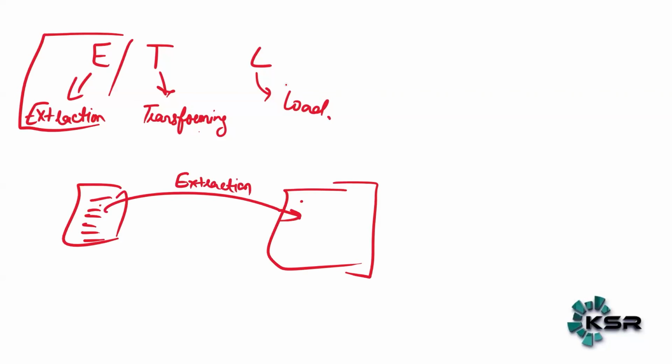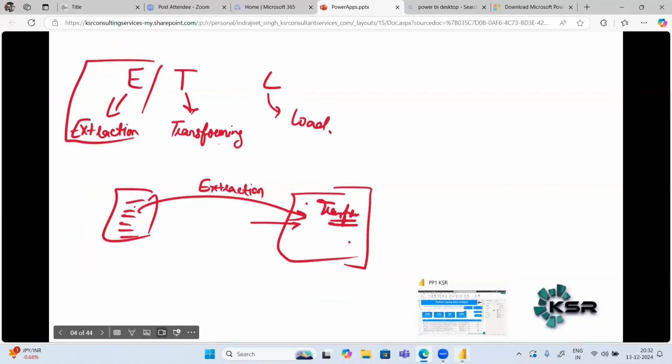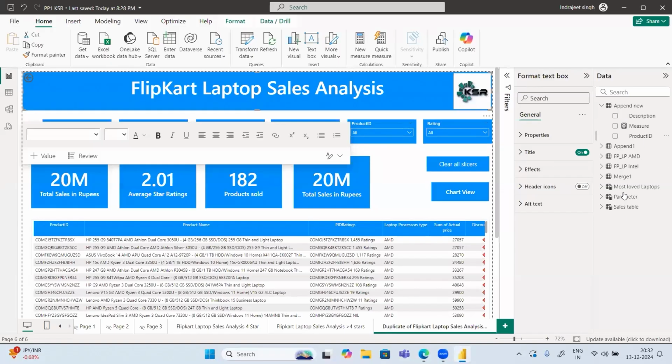Now, after extracting the data, you might want to do some transformation on that. By transformation, what I mean is, you might want to change the data type. You might want to remove the columns which are not required for reporting. You might want to calculate a few columns. So all these things are transformation steps. Once transformations are done, you will load the data into the Power BI engine that you have seen here. Here you are seeing the data is loaded, right?